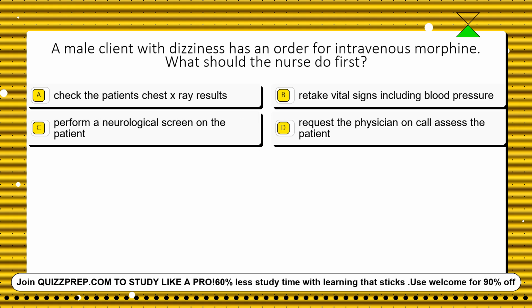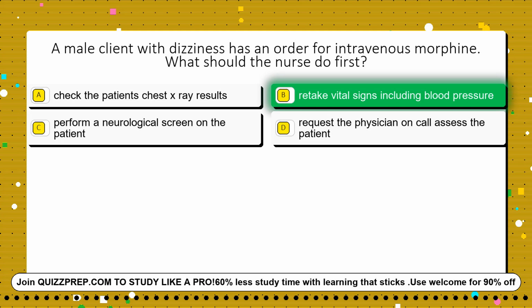Question 29. A male client with dizziness has an order for intravenous morphine. What should the nurse do first? Option A. Check the patient's chest X-ray results. Option B. Retake vital signs including blood pressure. Option C. Perform a neurological screen on the patient. Option D. Request the physician on call assess the patient.